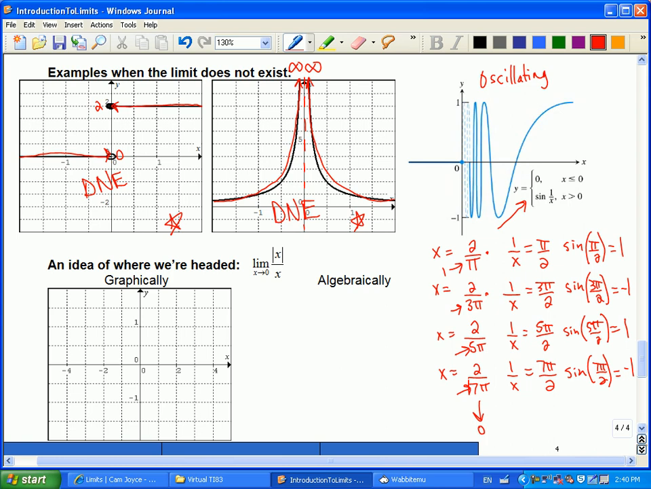It keeps bouncing back and forth. The closer you get to 0, it keeps bouncing. 1, negative 1, 1, negative 1. That means nobody agrees on where they're headed in this graph. It's just going to keep bouncing up and down forever. So that's an example of one where it wouldn't exist. It again is more of theoretical interest. It's not something you will encounter a lot, but that's one way someone could prove a limit doesn't exist.